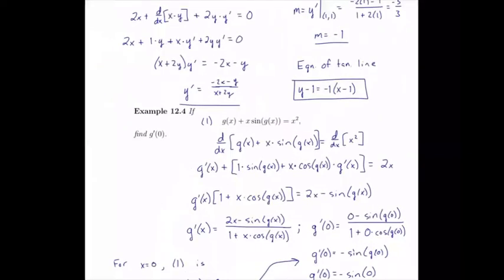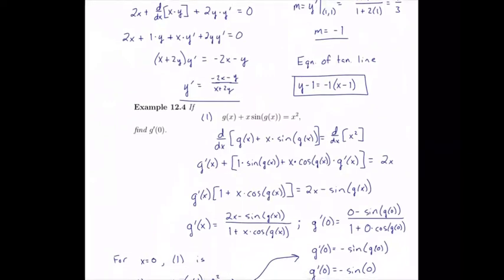So yet another example, a little bit stranger than the ones we've done before, is the following. We're told that if g of x plus x sine of g of x is equal to x squared, find g prime of 0. So there's a whole thing going on here. It looks like g of x is really tangled up in this function of x. We can't solve for g of x on its own without making a mess. We can't get a single g of x on one side of the equation, or at least it doesn't appear that there's an easy way to do so.